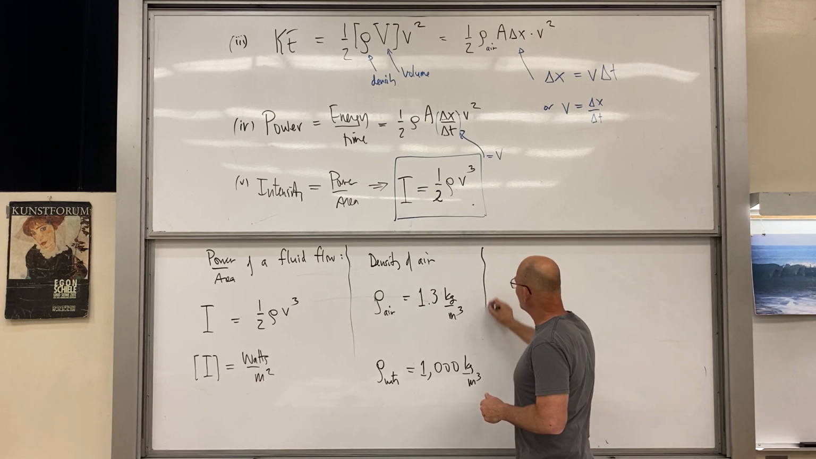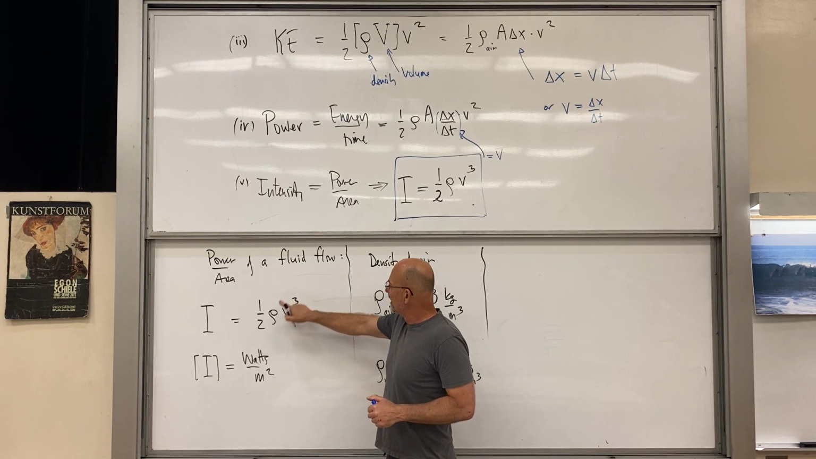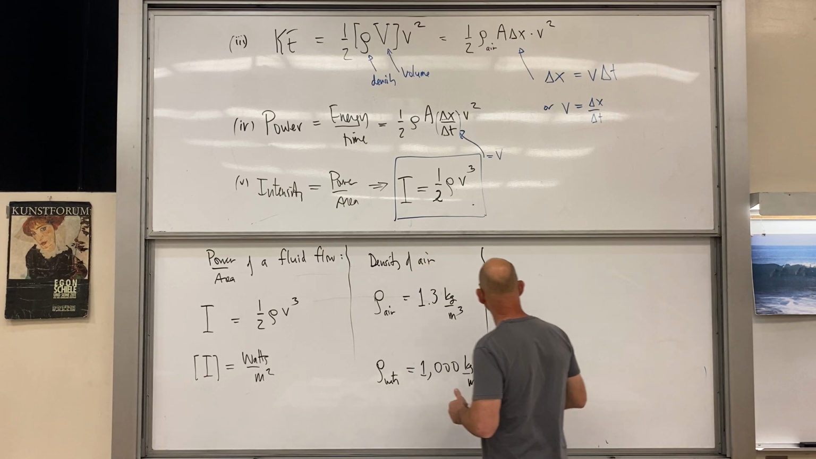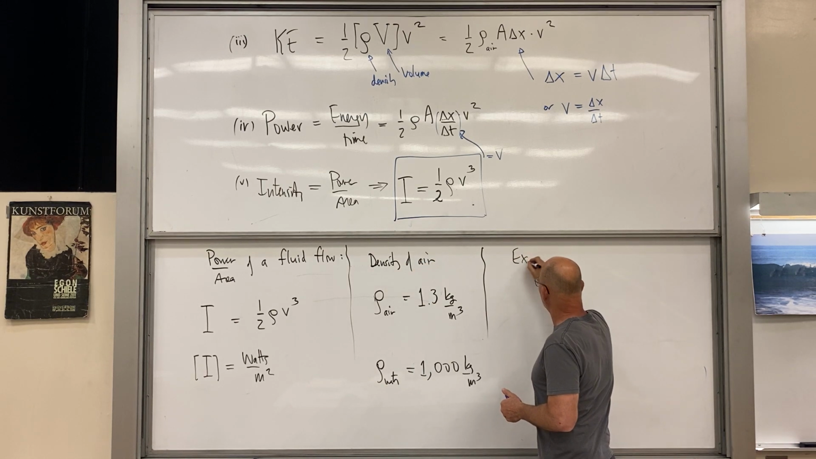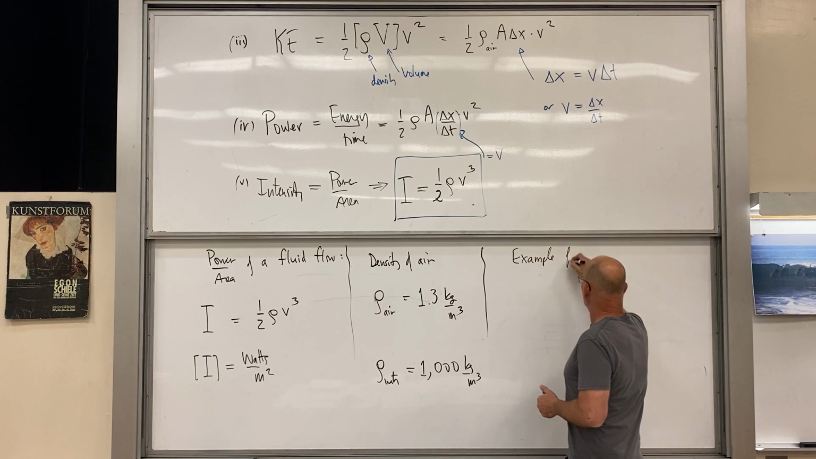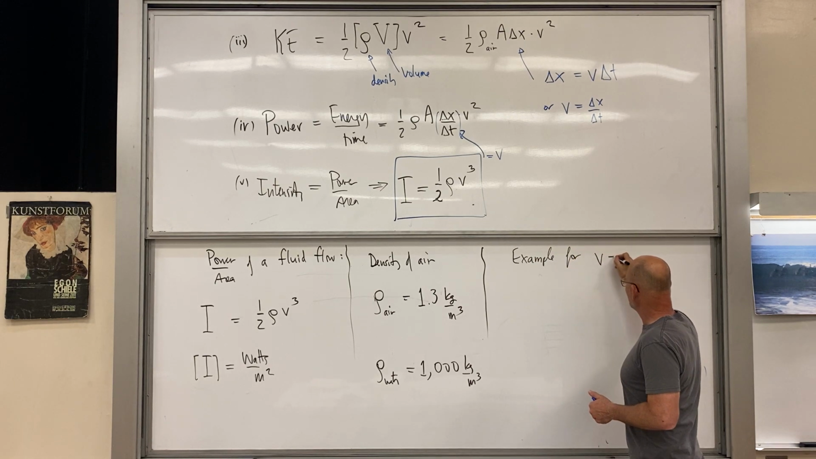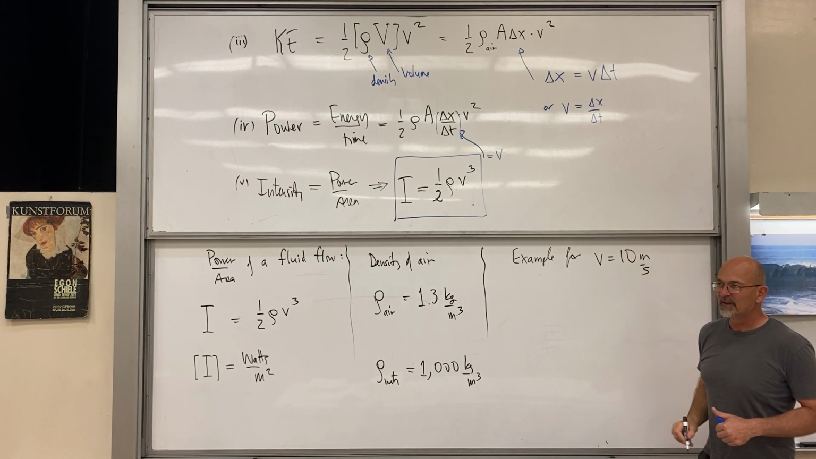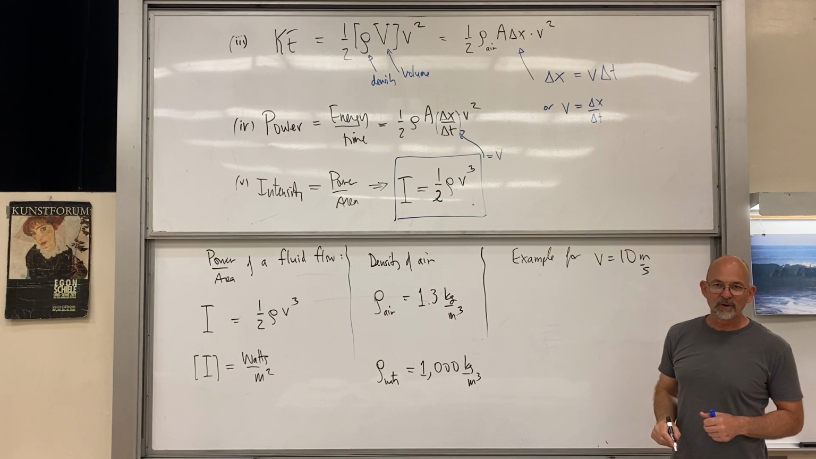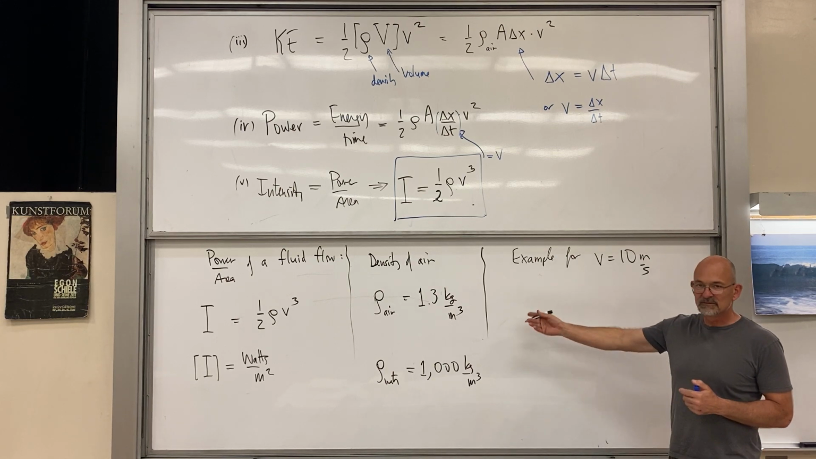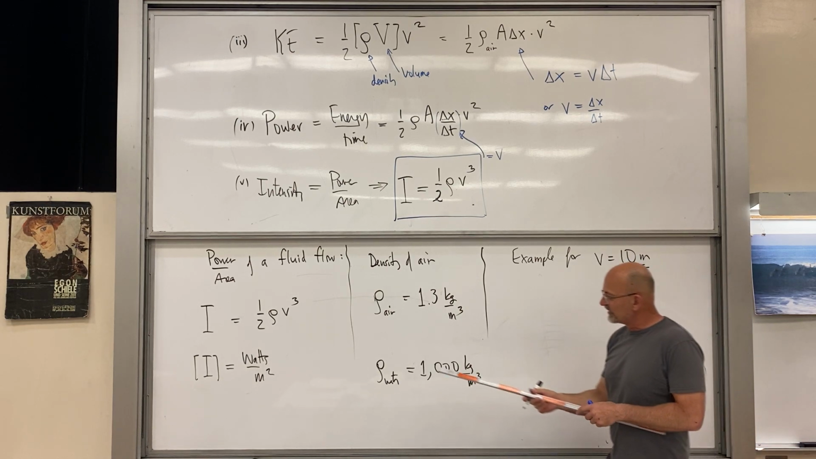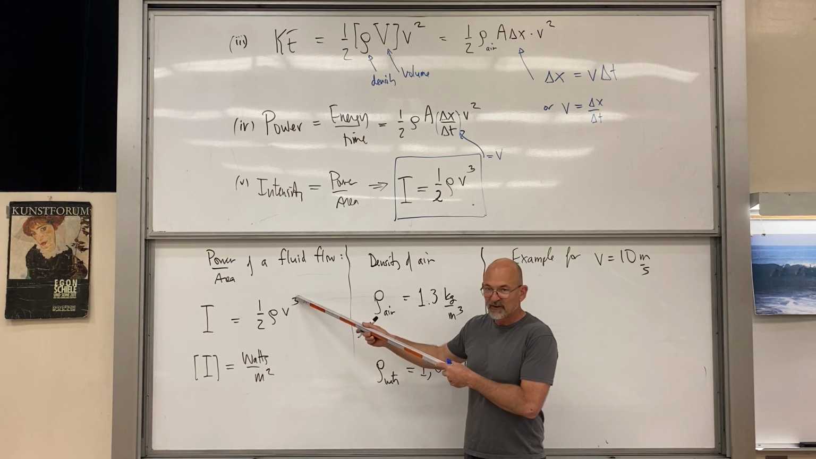And so what we want to do is get an example of the power per area for a square meter of an airflow. So our example is for V equals 10 meters per second. Now 10 meters per second, if you're thinking miles per hour, is somewhere around 20 or 25 miles per hour. So that's a decent, strong wind, right? But you'll notice there is this speed dependence on the intensity.